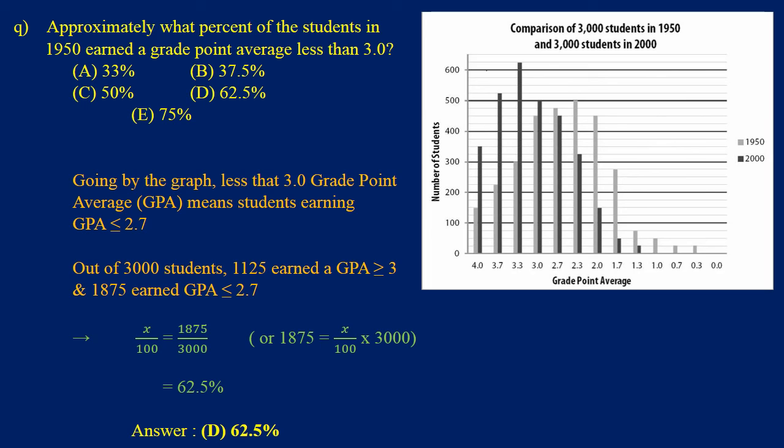And to solve this question, we're simply going to check 1875 is what percent of 3,000. Simple, right? So 1875 will be divided by 3,000 and multiplied by 100 to get the answer, which is 62.5%. And our answer choice is going to be D, which is 62.5%. Very easy question, right?